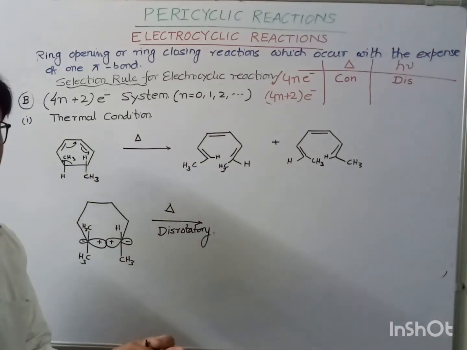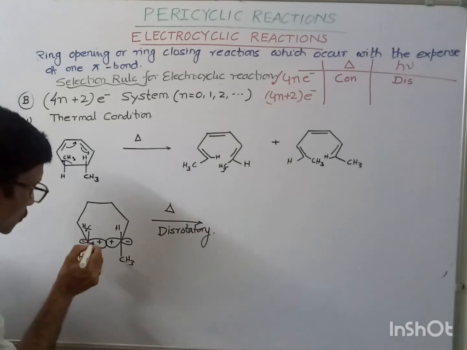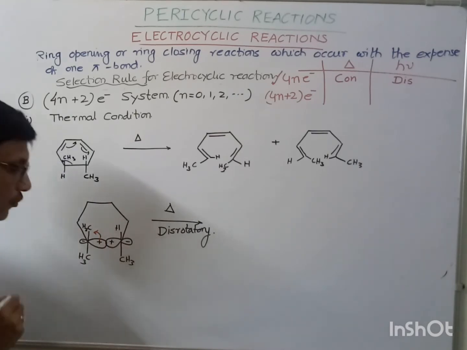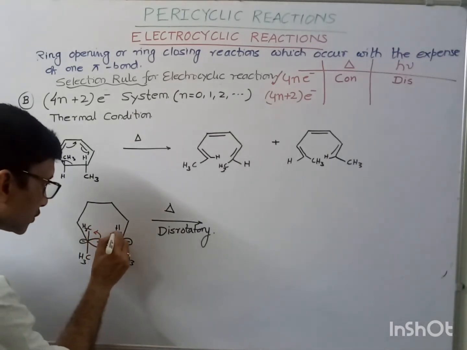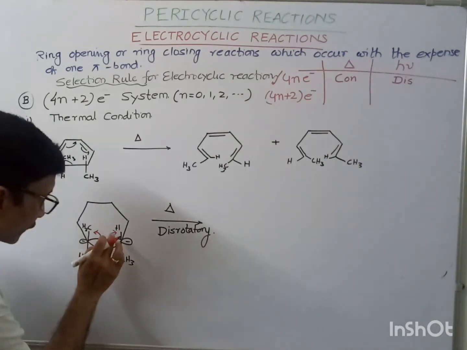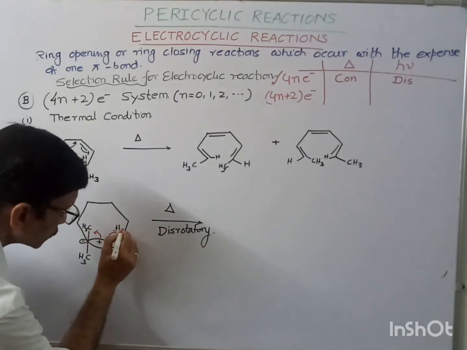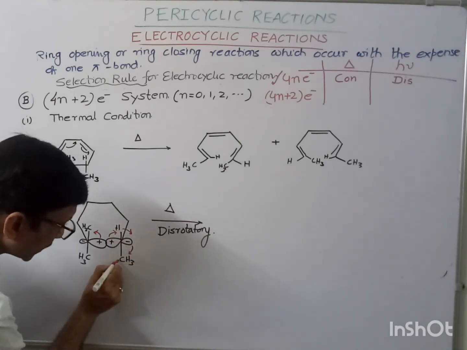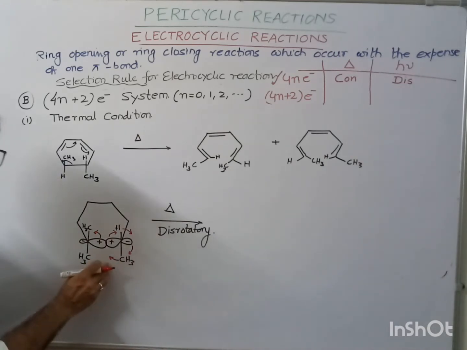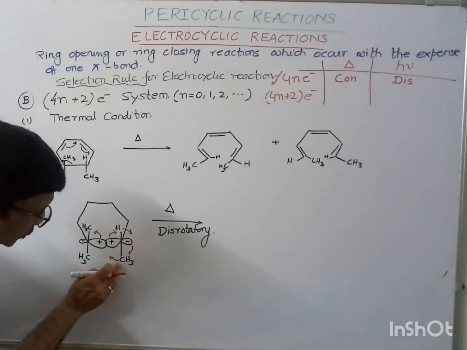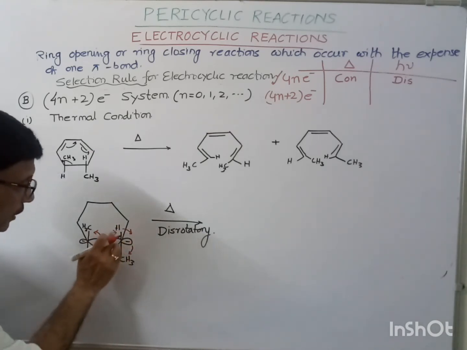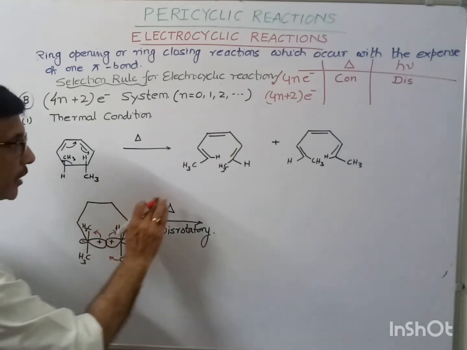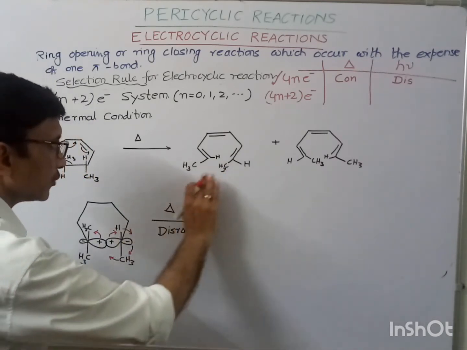Disrotatory motion means they will move in opposite directions. So let me move this in the opposite direction. This orbital moves, suppose, in an anti-clockwise manner, and this moves in a clockwise manner. If this moves in a clockwise manner, hydrogen will also move clockwise, this lobe will also move clockwise, and this methyl group will also move clockwise. So when this orbital moves clockwise, the methyl group is going in and hydrogen is going outside.